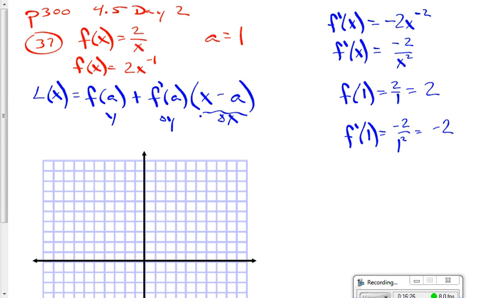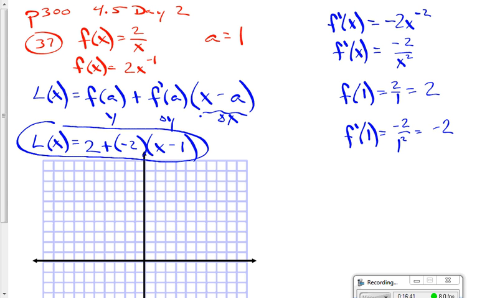The linearization then is L of x is equal to 2 plus negative 2 quantity x minus 1. That is our linear function that approximates the curve 2 over x. We've done part A. Could you simplify? You could. Do you need to? No. I think we're okay.